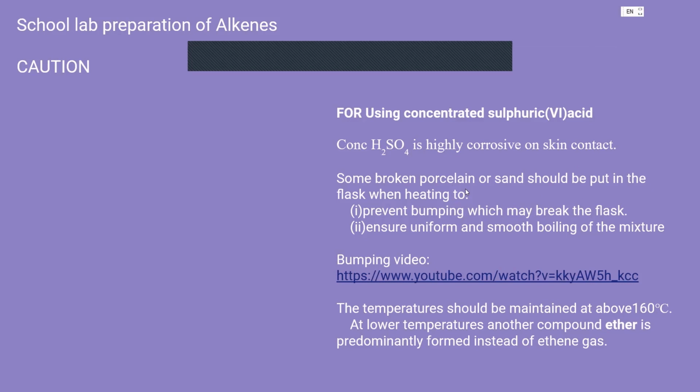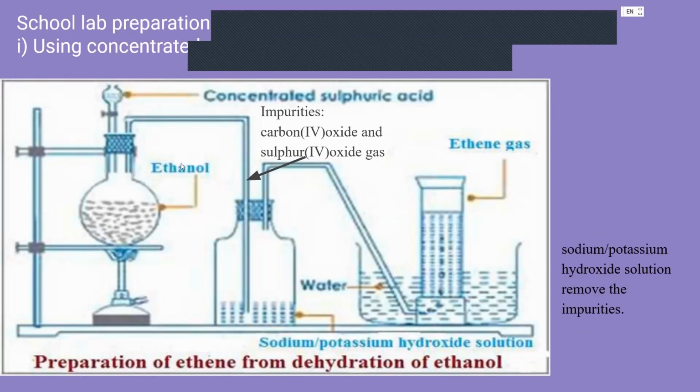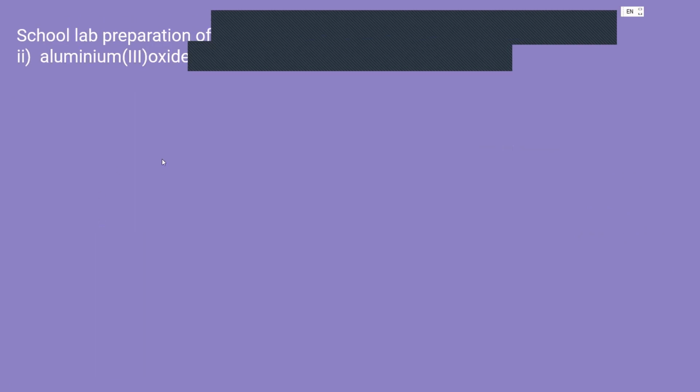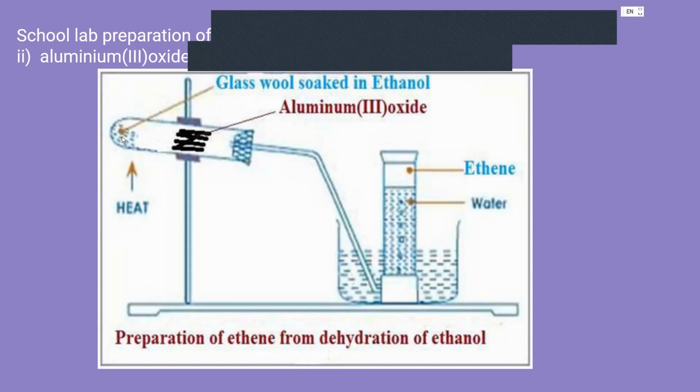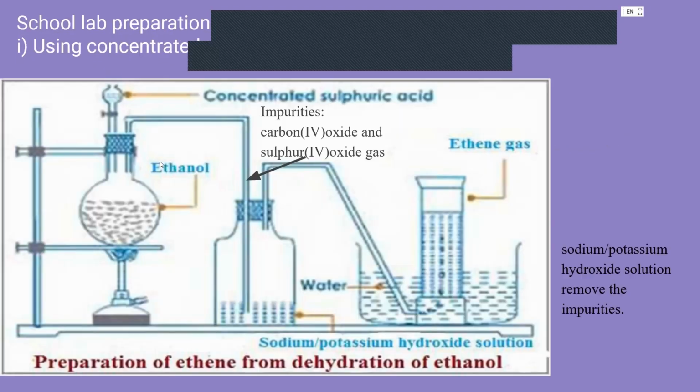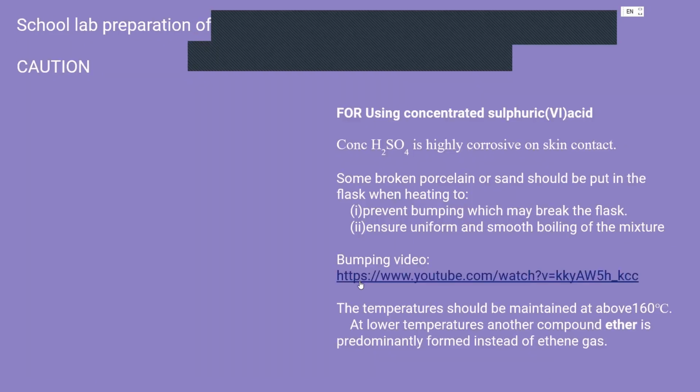Additionally, there's this thing called bumping. Bumping will happen in a flask. Back here, when we are using concentrated sulfuric acid, we are heating up ethanol in liquid form. However, with our aluminum oxide catalyst, we have a much drier way of performing the reaction, because it's glass wool soaked in ethanol rather than liquid ethanol being heated up and becoming gas. So we will show this video right now.